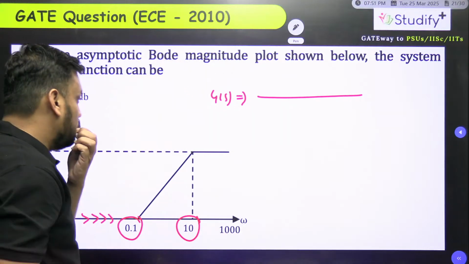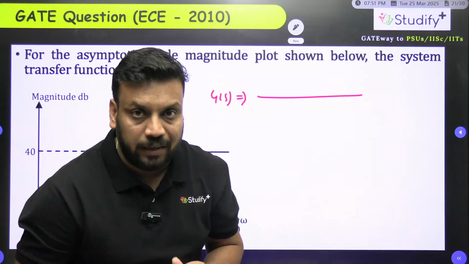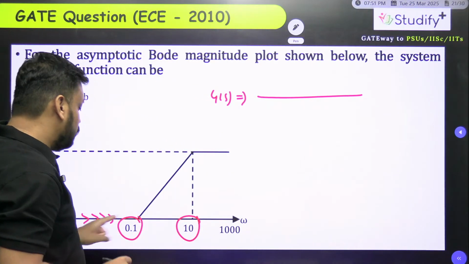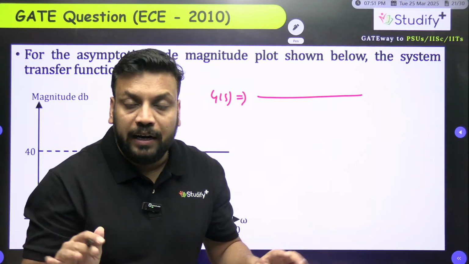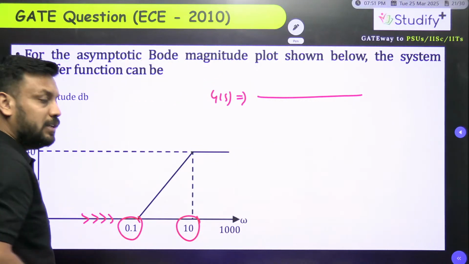Okay, so no problem. Still I am telling you, if you listen carefully now, you can understand this question for sure. I will repeat 2 times also if you want. So what is the initial slope? 0. It means there is no pole and zero at origin. It means there will be no s and 1 by s term. Now the first corner frequency is 0.1.